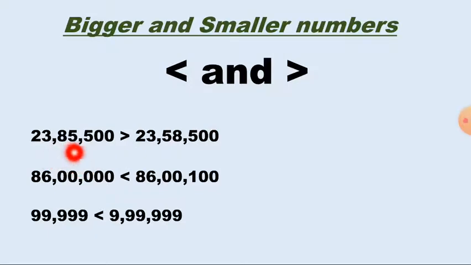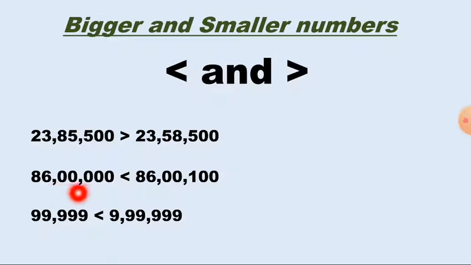So here students, the numbers are given and we have to put the correct sign. So here 23,85,500 and here 23,58,500. Now students, here the numbers are already similar, but at the 10,000 and 1,000 place here 85 is there and here 58 is there. So here 85 is the bigger number. So 23,85,500 is the bigger number. So the greater than sign will be coming over this side.